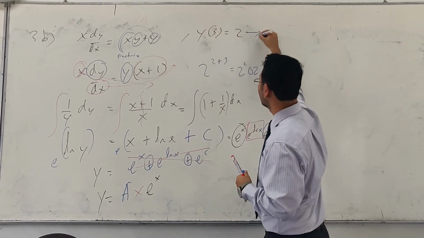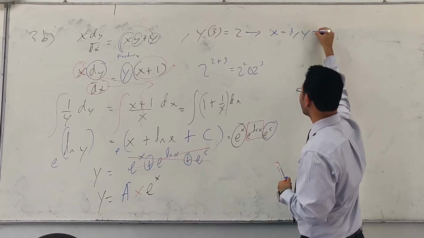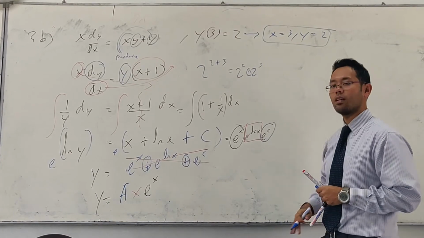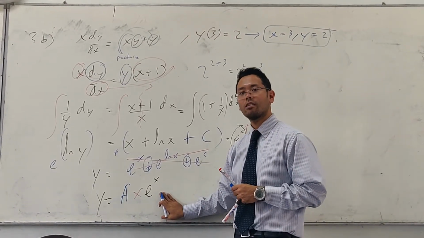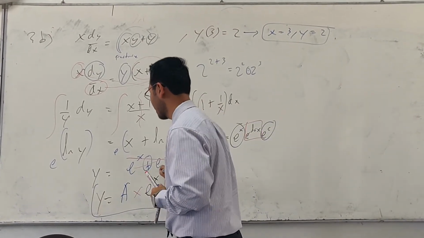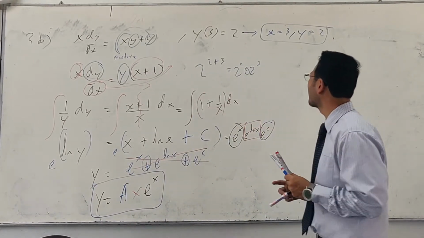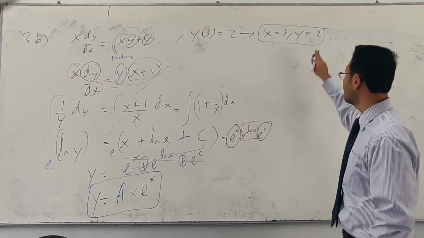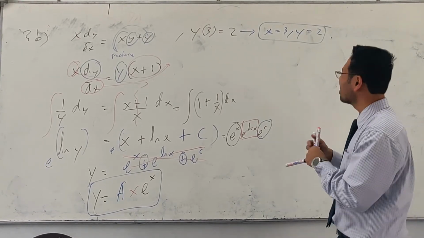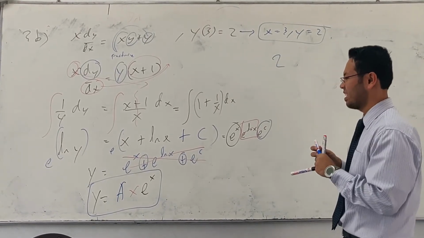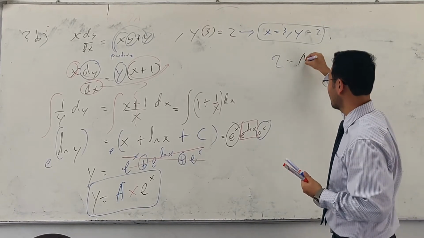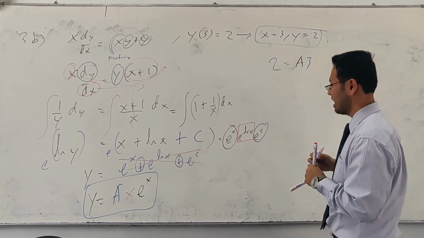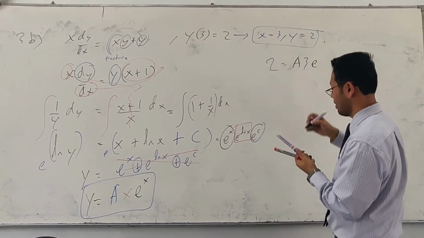Substitute this value. X equals 3, y equals 2. Where should I start this? Last one. Last one seems the easiest. Okay, so we're going to substitute like here. So y is 2, x is 3.